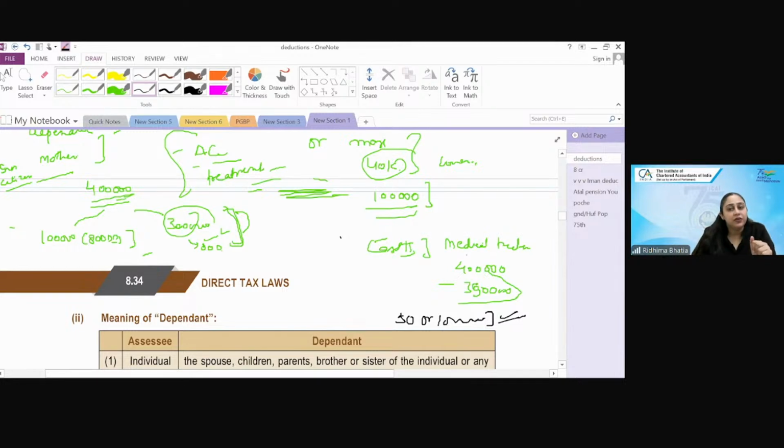Or obviously, since medical treatment is happening and there is insurance, for 80D it does not qualify for the treatment expenditure. Now this is how you have to relate 80D, 80DD and 80DDB and also 80U.